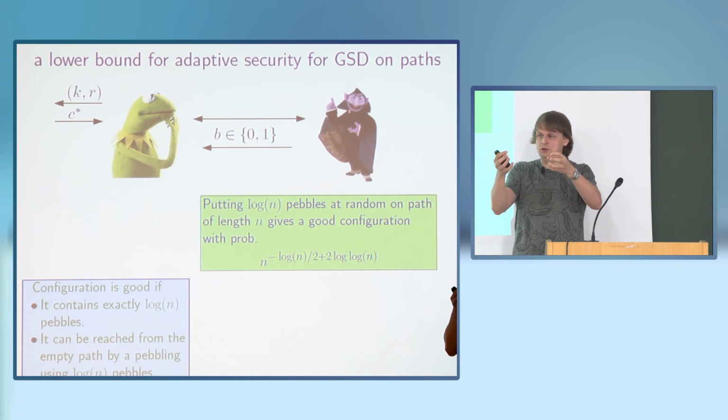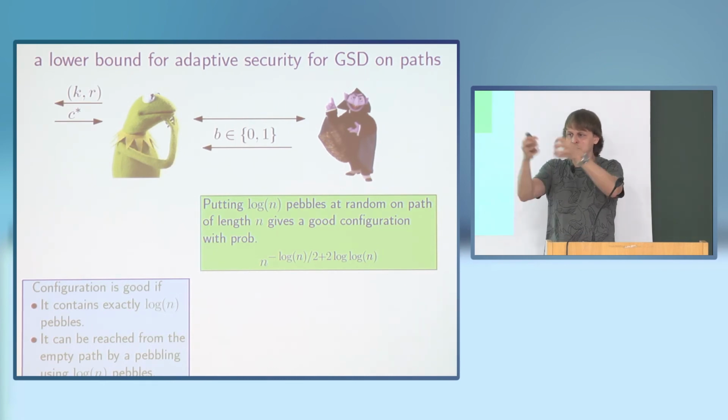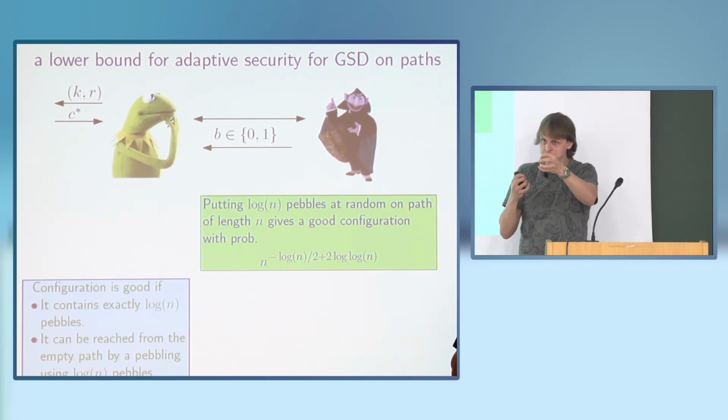But if there is a space between any 2 pebbles, I can't do anything, I'm stuck. If I don't have additional pebbles, I can't remove a pebble, and then it's okay. Maybe I'm lucky and there are 2 pebbles next to each other. Then I can actually remove this one.